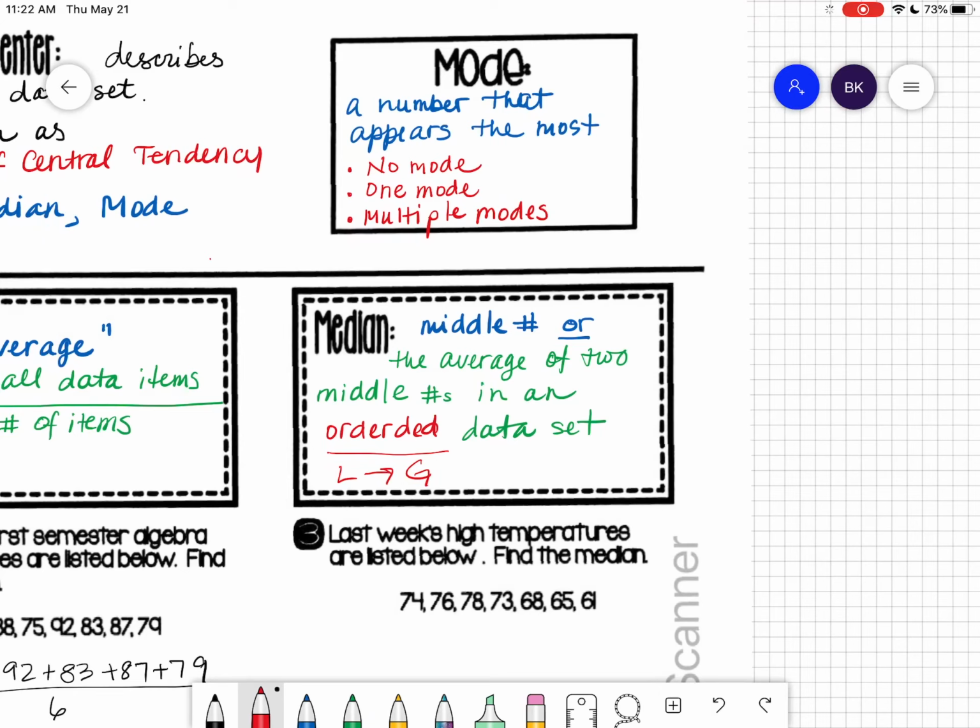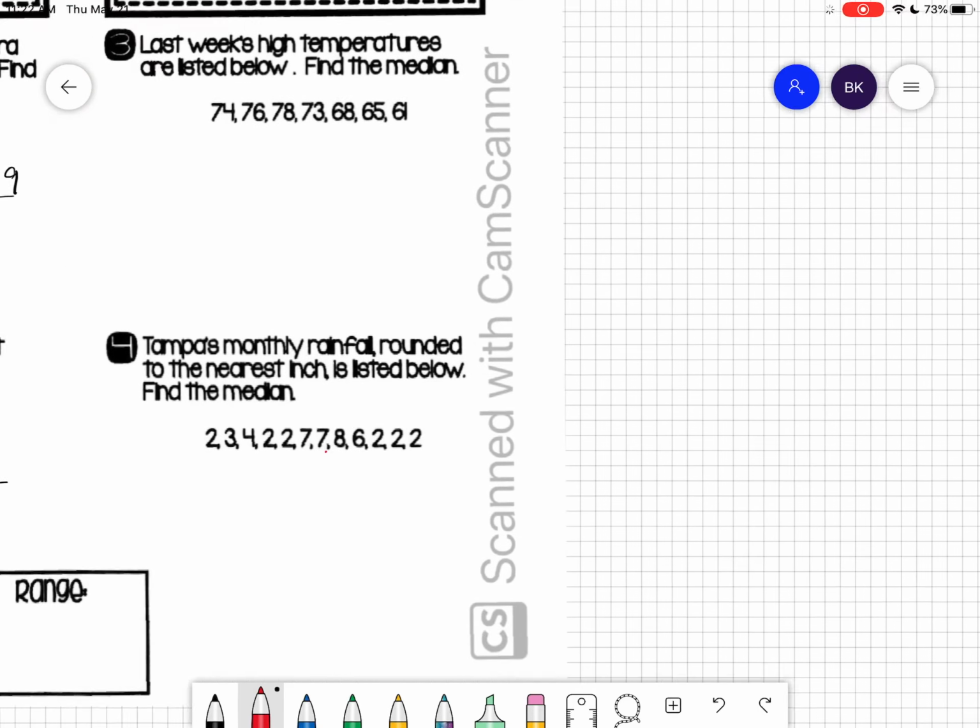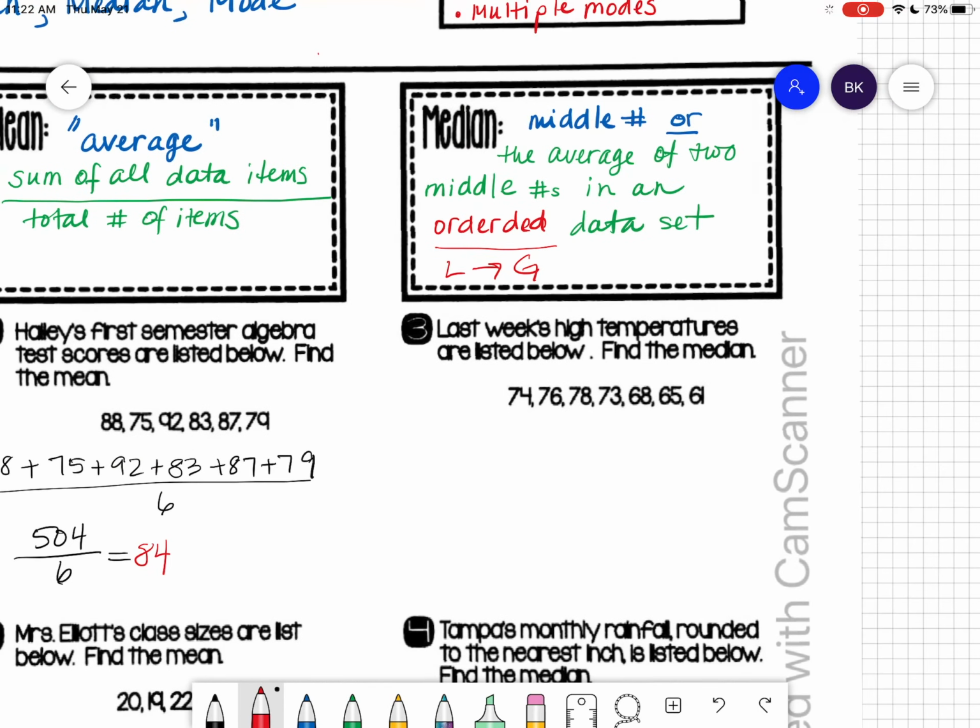In example number 2, we're going to find the median. So the first thing we're going to do, we are going to order these numbers from least to greatest. So really quickly, 61. As I write them, I cross out the numbers so I don't repeat or lose any numbers. 61, 65, 68. Then we have 73, 74, 76, and 78.